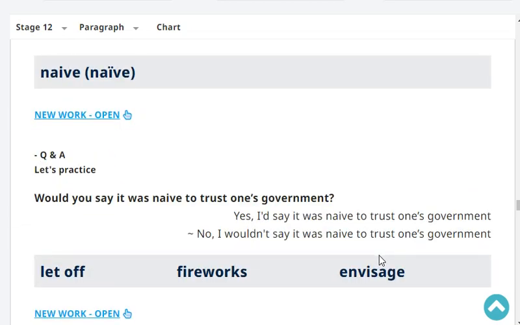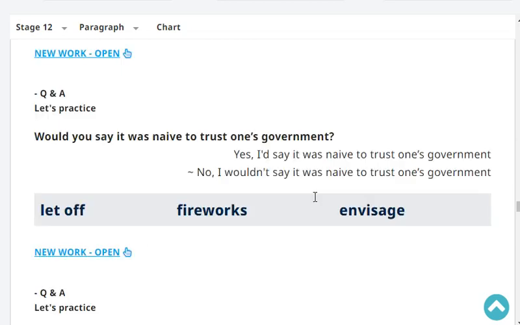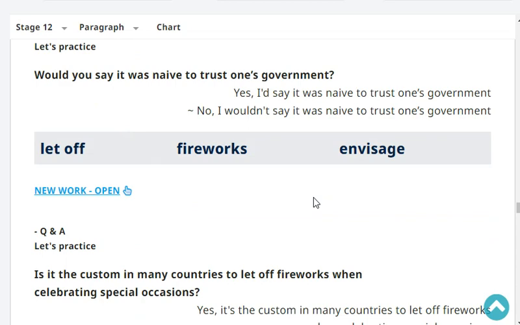Would you say it was naive to trust one's government? Yes or no? Yes, I'd say it was naive to trust one's government. Very good.